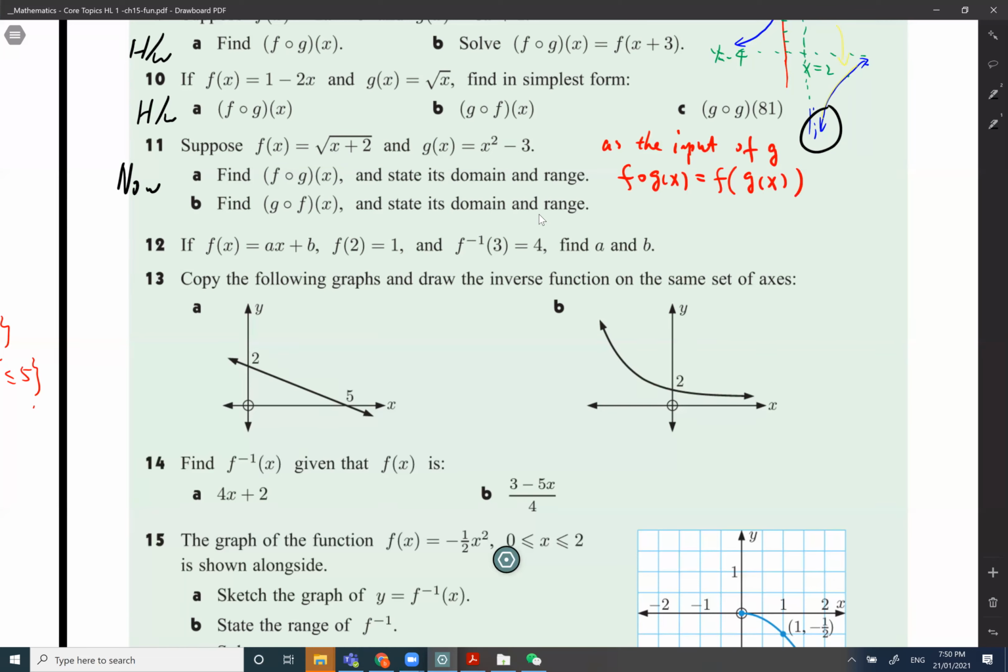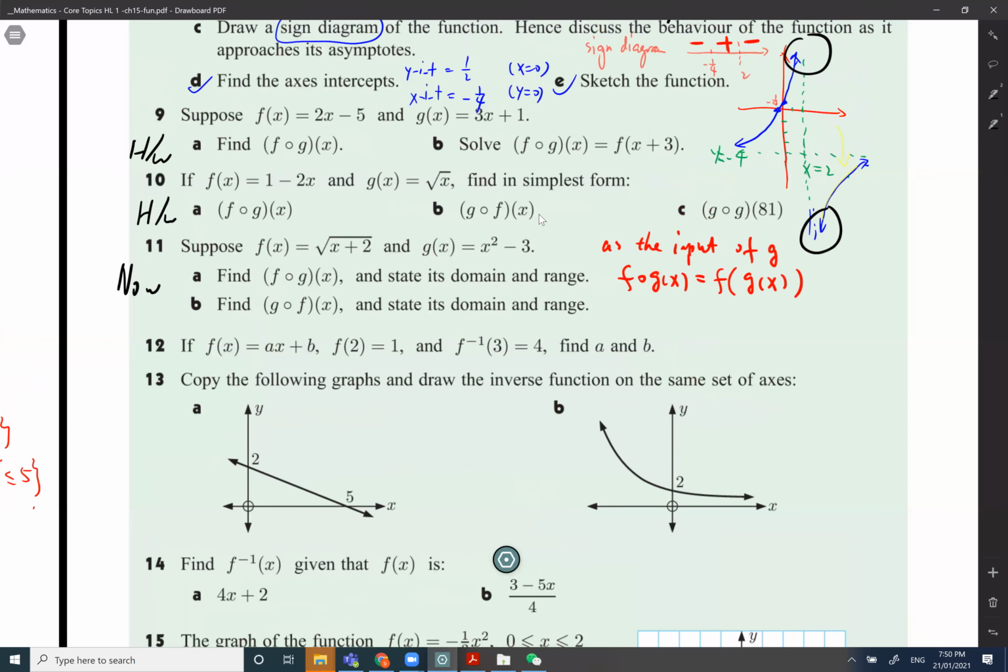What's the meaning of F(G(x))? You just substitute a value into the x inside the G, and you get the answer. Substitute that answer into F. For example, F∘G form. We need to calculate G(4). What's G(4)? It's 13, because 4 squared minus 3. So G(4) is 13. That means you substitute 4 into G. After you get the answer 13, you substitute into the F function, square root of 15.